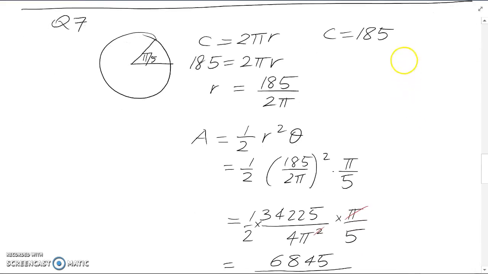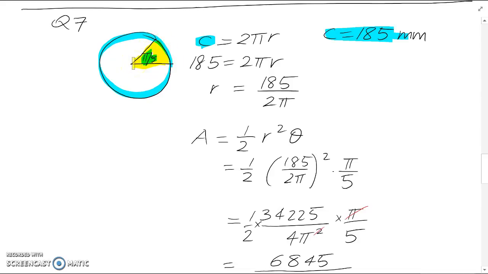Question 7. So in question 7, what do they want? A circle has a circumference of 185. Okay, well that's the whole way around. Millimeters, I probably should put my units in there. Find the area of the sector cut off by an angle of pi on 5. So there's that there. And I want the area, see that's the area we want all in there.